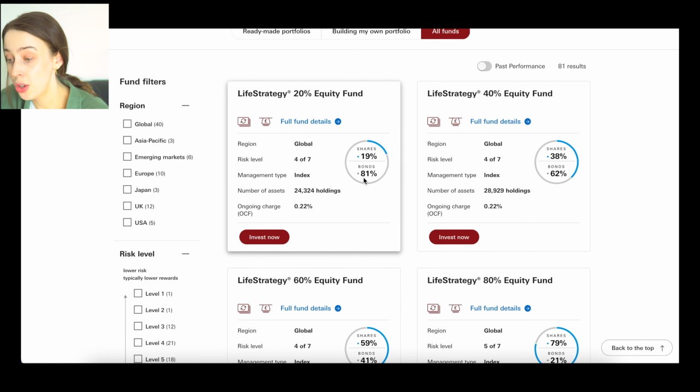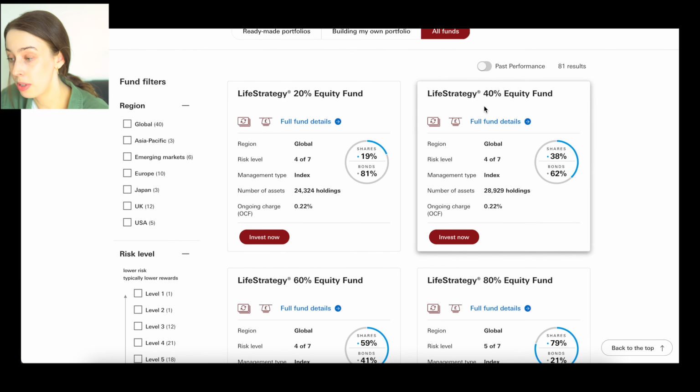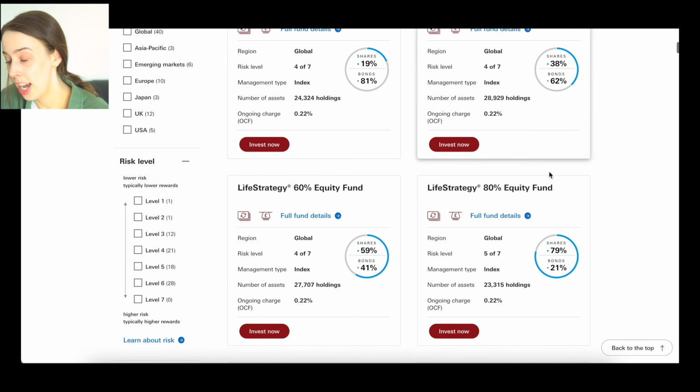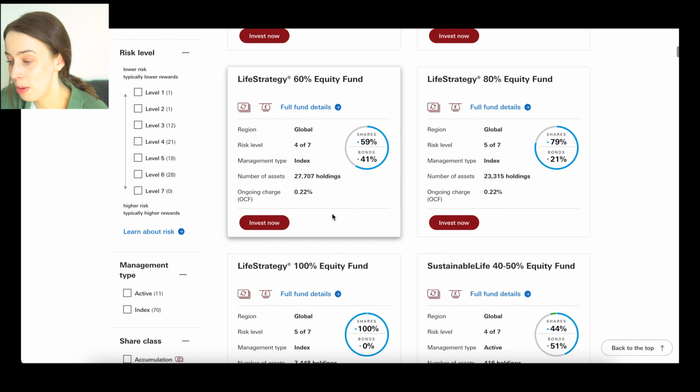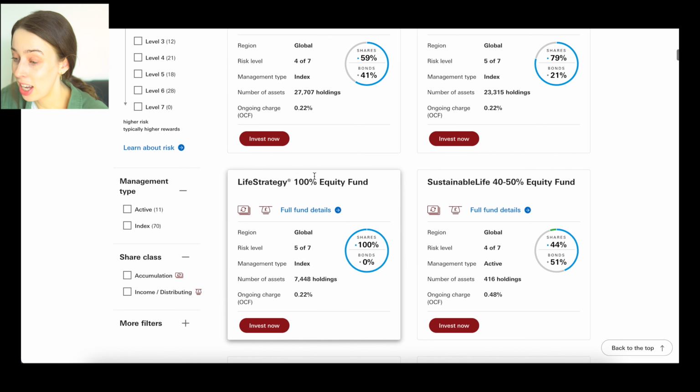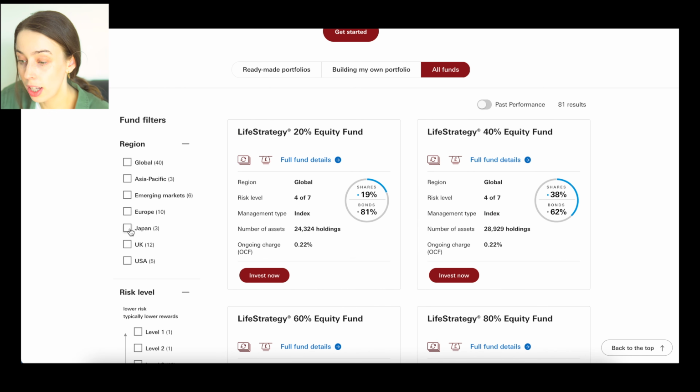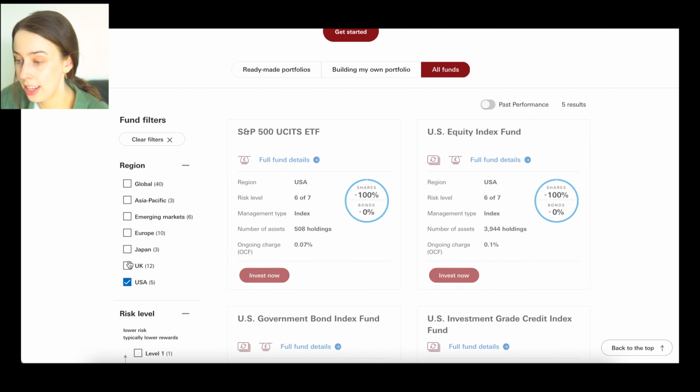And they do that across different amounts. So the 40% will have 40% equity, so shares, and 60% bonds, and so on. Like I said, some people love these, some people don't like them, and they have the 100% equity option as well. So let's just filter for the USA.